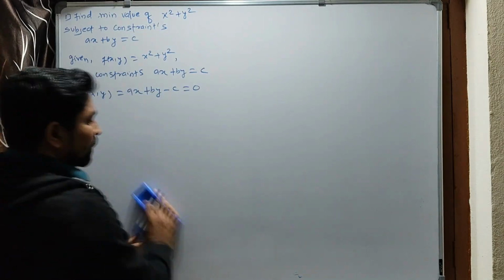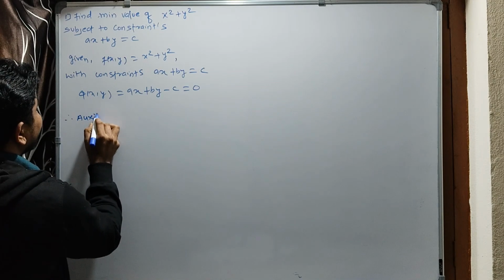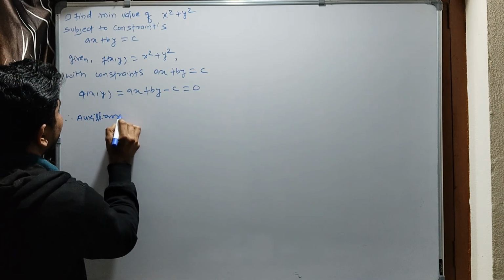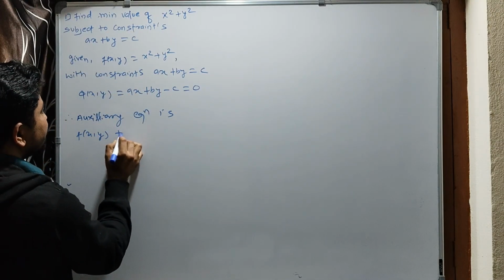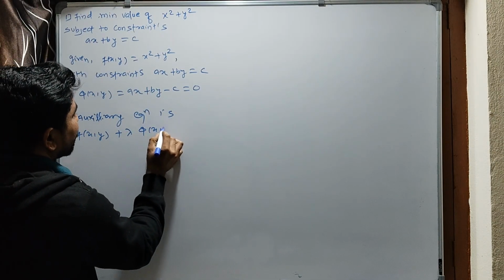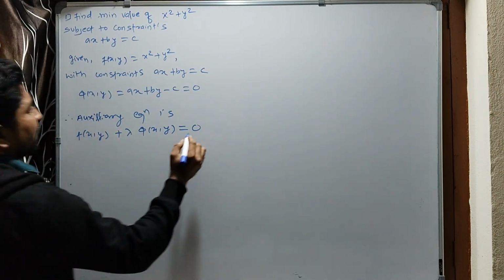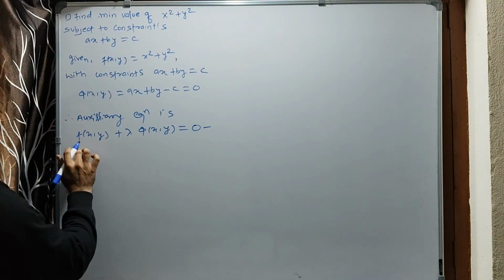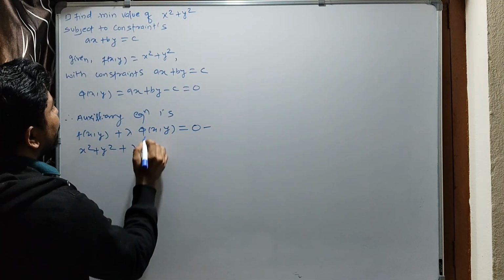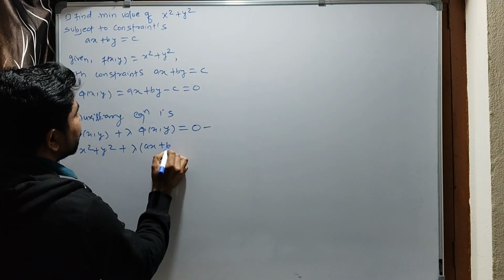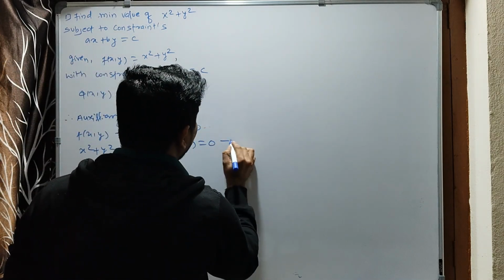Therefore the auxiliary equation is f of x comma y plus lambda times phi of x comma y equal to 0. This is my auxiliary equation. So f of x comma y is x square plus y square, plus lambda times phi of x comma y, which is ax plus by minus c, equal to 0. Let's say this is my equation number 1.